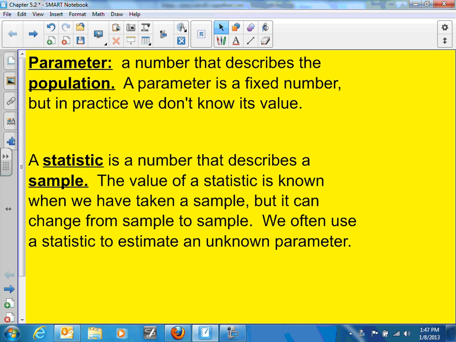Parameter, a number that describes the population. A parameter is a fixed number, but in practice we don't know what this is. We're going to call this P, all right? That P is for parameter.